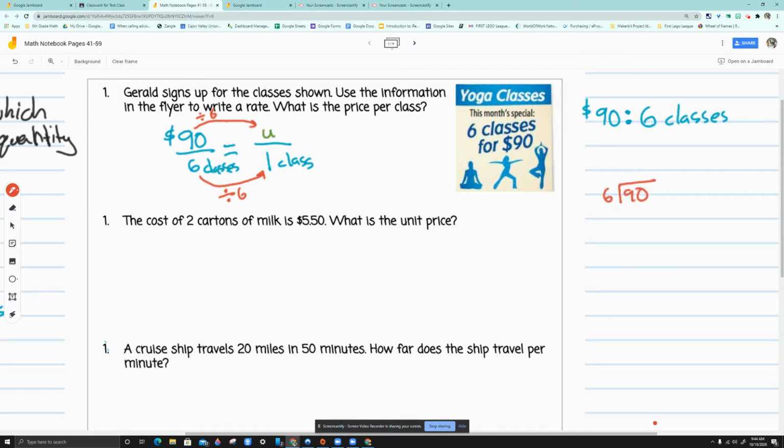90 divided by 6. 6 goes into 9 one time. 1 times 6 is 6. 9 minus 6 is 3. Bring down that 0. 6 goes into 30 5 times. 5 times 6 is 30. 30 minus 30 is 0. So 15. So U equals 15. So how much does it cost per class? Well, it's $15 per class. The price per class is $15.